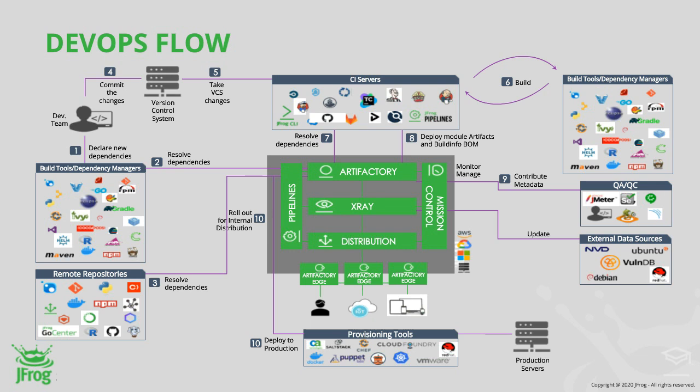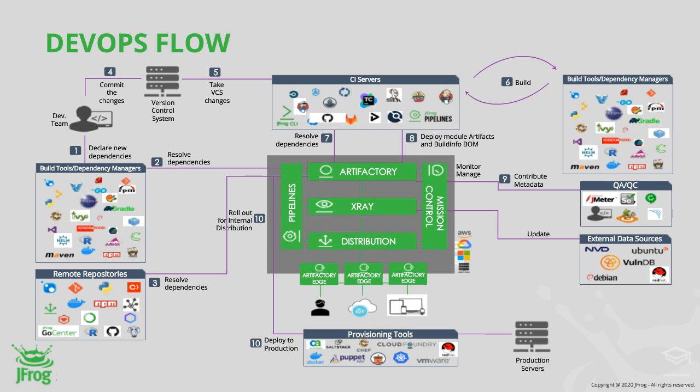So I talked about some best practices here. One of the best practices is to utilize virtual repos, and the other is to make sure you're utilizing Artifactory as a single source of truth. Okay, so that's what this 10-step diagram depicts, frankly.